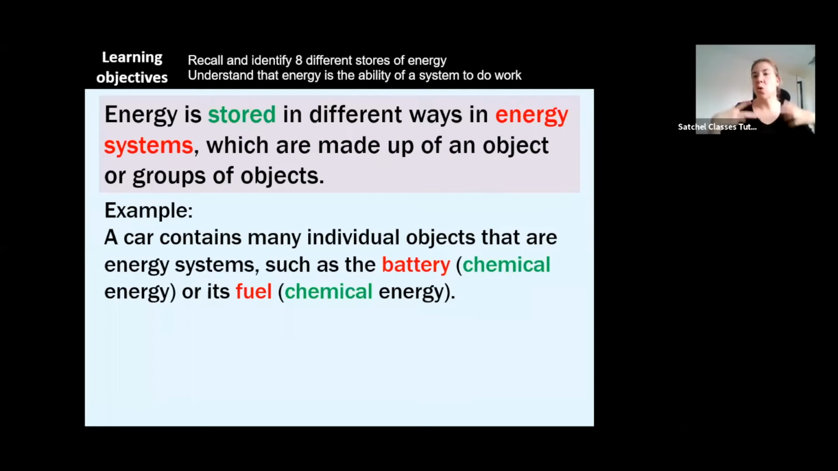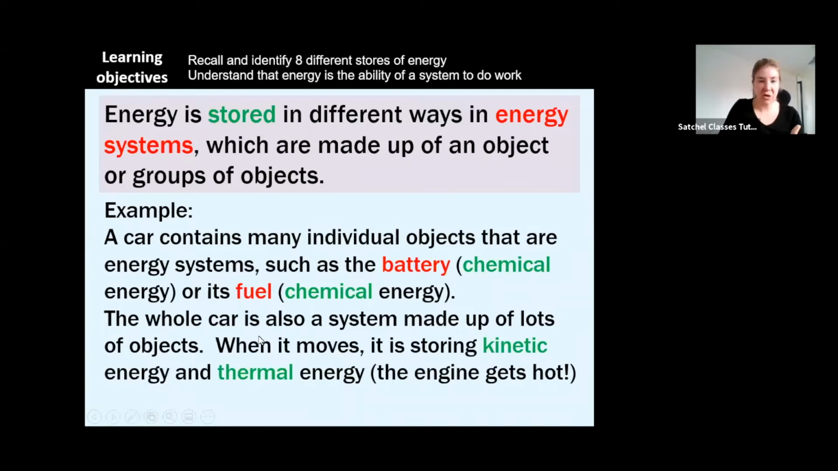The system of an organism, or the system of a human organism, will have lots of other systems. The system of the heart, maybe the system of my muscles. And again, that will have different energy stores. So the whole car, let's go back to the car, is also a system made up of lots of objects. When it moves, it's got a kinetic energy store, and it's also got thermal energy. So we can say the whole car is a system itself.